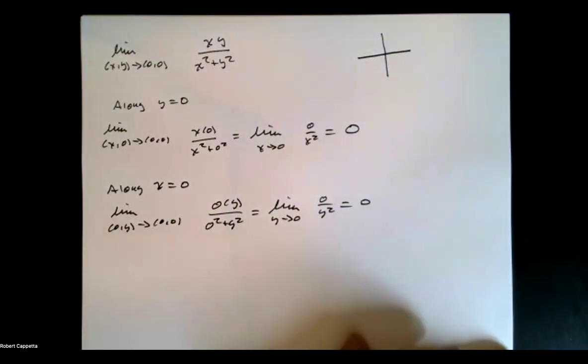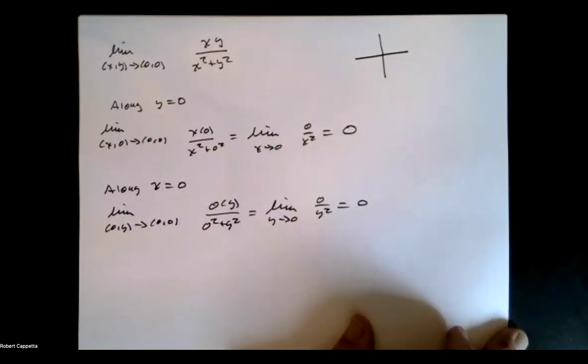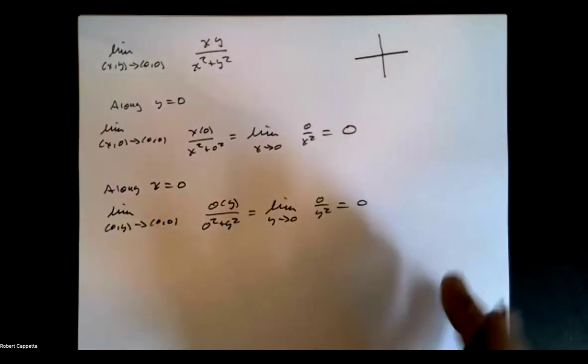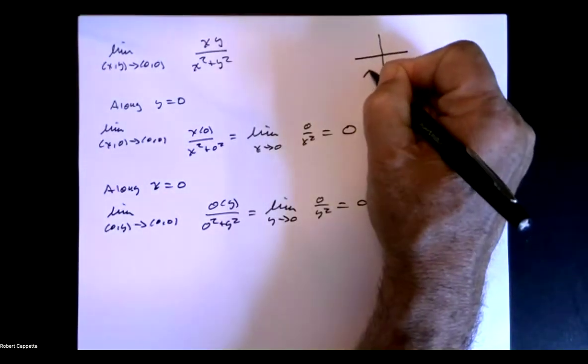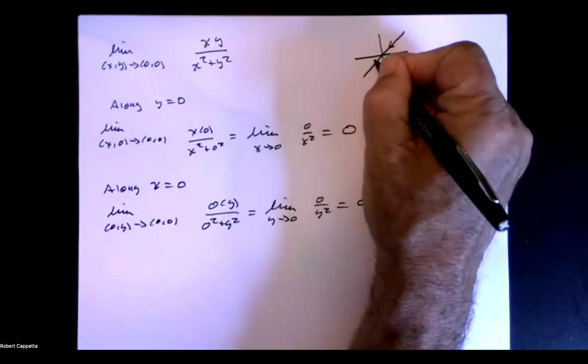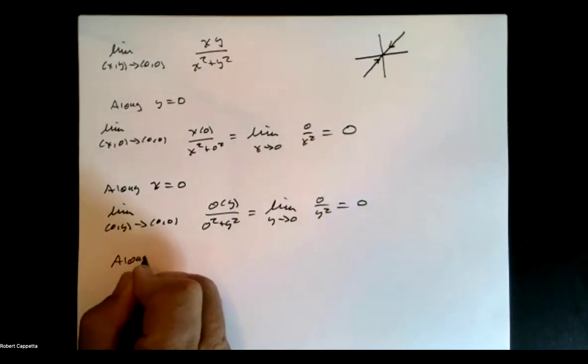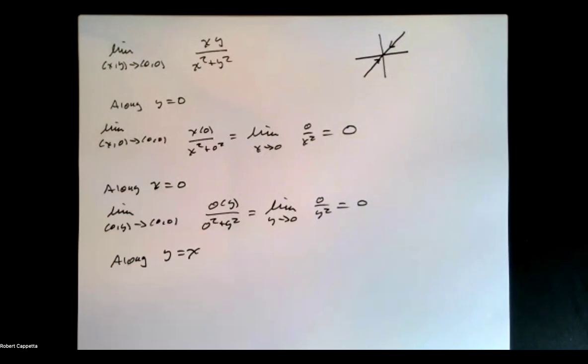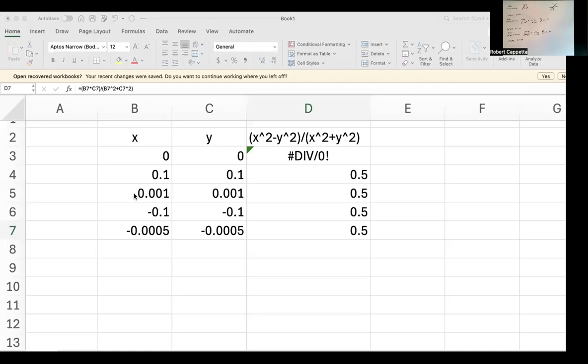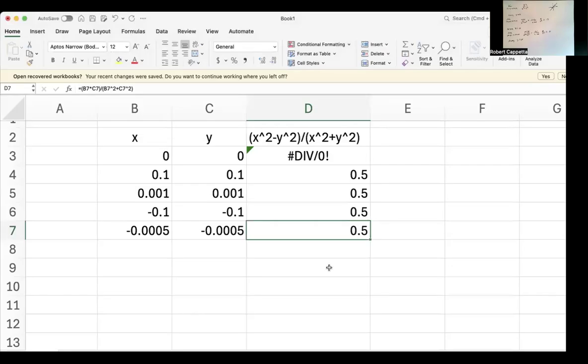I would have to check an uncountably infinite set of paths to use this kind of strategy. But it just so happens there's a third path I'm interested in looking at. I want to see what happens if we approach along the line y equals x. What's going to happen there? Let's take a look at our spreadsheet to see if that indicates something to us. What do we see? Notice here, all of the values when x and y are the same seem to be giving me 0.5. So can I prove that?